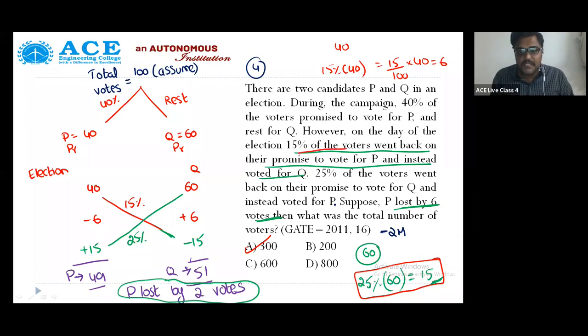15% of those who promised for P. For P, how many promised? 40 people. 15% of 40 is nothing but 6. That's why this is subtracted from the total and added to this Q. You just try to understand that point, my dear friends. Somebody is putting minus 15 here, plus 15 here, minus 25 plus 25. No, it's not about out of the total 100. It's not 15% of 100, it's 15% of 40 who promised for P, 25% of 60 who promised for Q, not out of the total. Make a note of that.